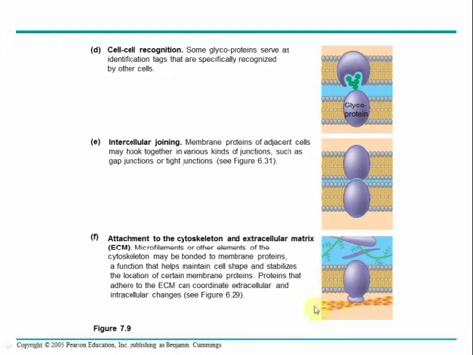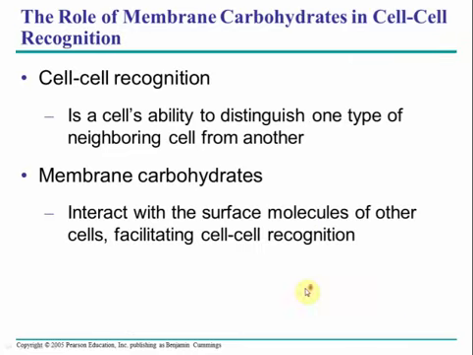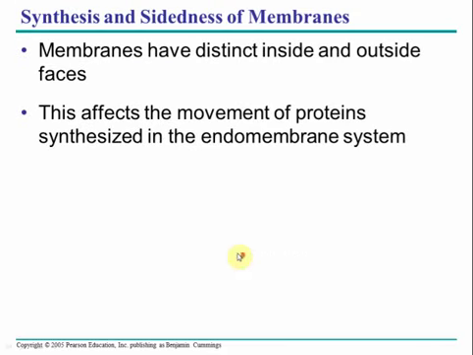Here we see the cytoskeleton internally. It's attached through this protein to the membrane, providing structure, and also the adherence of the ECM or extracellular matrix to the membrane itself. That's also done through proteins within the membrane. Here this talks more about cell-cell recognition, carbohydrates used in that cell-cell recognition. And membranes look different on the different sides. We saw in the freeze fracture studies how the cytoplasmic side looked different from the extracellular side.